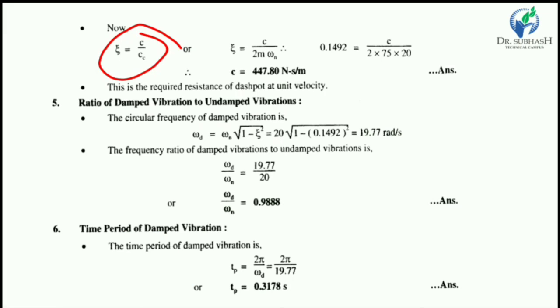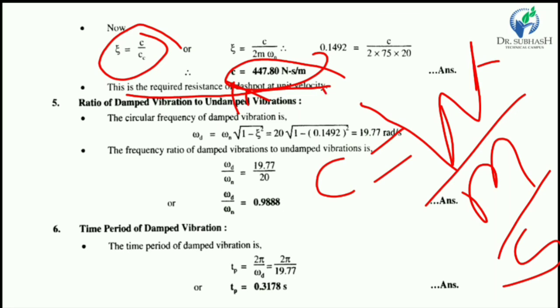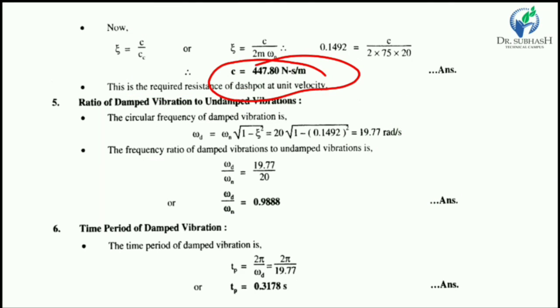Now we find out the damping coefficient. Let's define it as the resistance of the dashpot at a unit velocity. So the damping coefficient is defined as the force per unit velocity, as you can see from the unit of damping coefficient. So the first value we have to find out in this equation is the damping coefficient. It's defined as the resistance force per unit velocity.